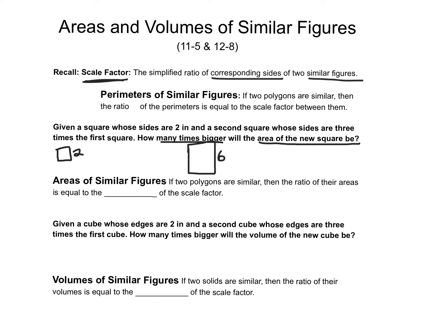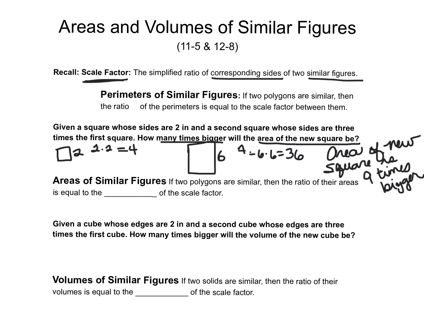So let's see. When we find the area of a square, we say 2 times 2, side squared, and so that's 4. And this one, the area is 6 times 6, and that is 36. If I divide 36 by 4, I get 9, and so the area of my new square is 9 times bigger. I know the side is 3 times bigger, but the area is 9 times bigger.